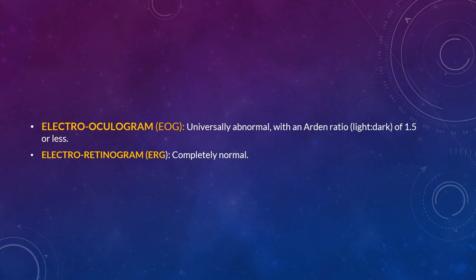It is very important to remember that the electroretinogram is going to be completely normal in BEST disease. The reason is that in BEST disease, the retina is normal. It's only the macula that's affected. Therefore, the ERG, which measures the generalized response of the retina, is going to be normal. What about the electrooculogram? The electrooculogram is universally abnormal with a decreased Arden's ratio, and this Arden's ratio is decreased to 1.5 or less.